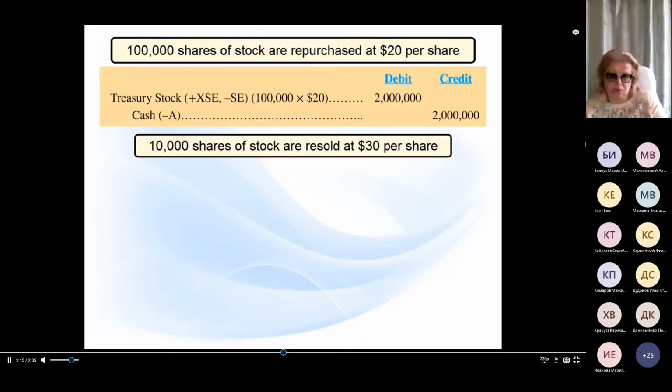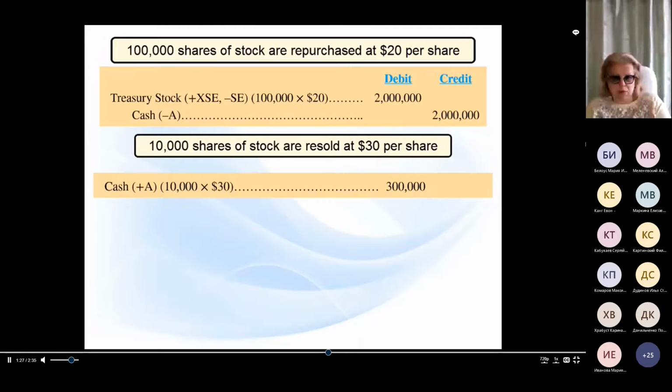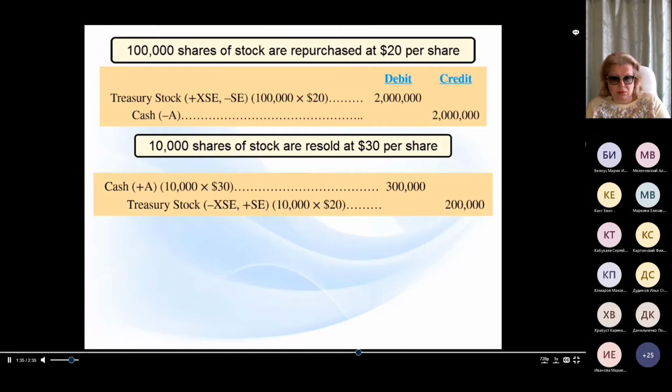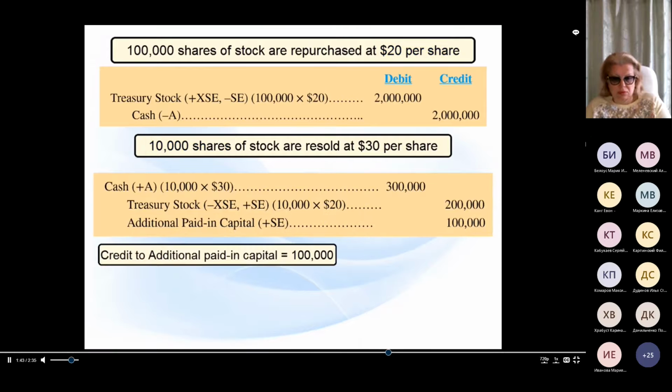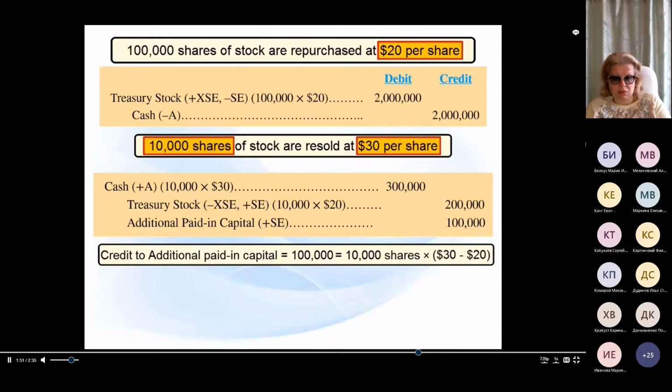Let's assume that Public Stores Incorporated resold 10,000 shares of treasury stock for $30 per share. Recall that the stock was purchased for $20 per share. The journal entry to record the resale would include a debit to cash for $300,000, or 10,000 shares times $30 per share, a credit to treasury stock for $200,000, or 10,000 shares times cost of $20 per share, and a credit to additional paid-in capital for $100,000, or 10,000 shares times the difference between the resale price of $30 per share and the cost of $20 per share.